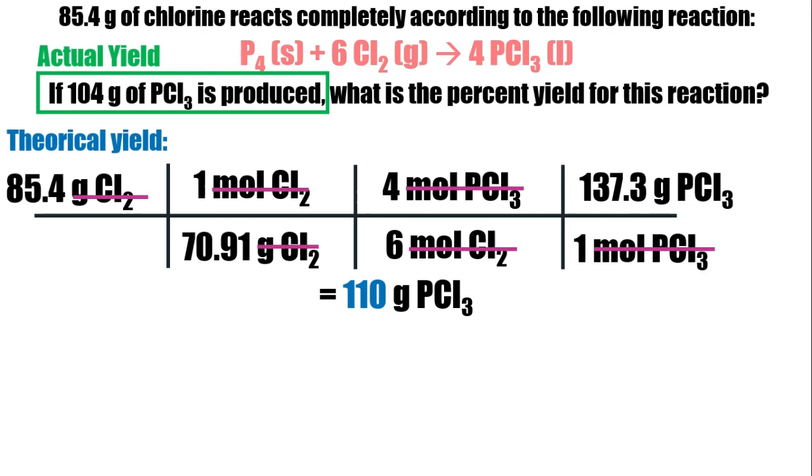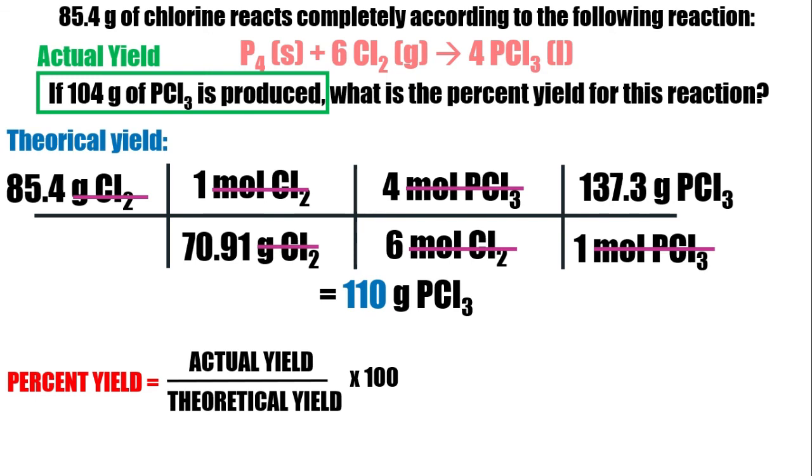But it's not yet over, right? We still need to compute for the percent yield. Just write the formula actual over theoretical times 100. That will give us 104 divided by 110 grams. Cancel the unit times 100. The final answer will be 94.5%.